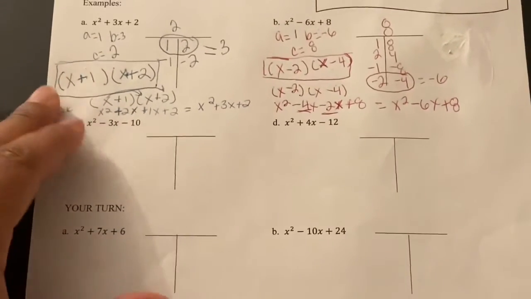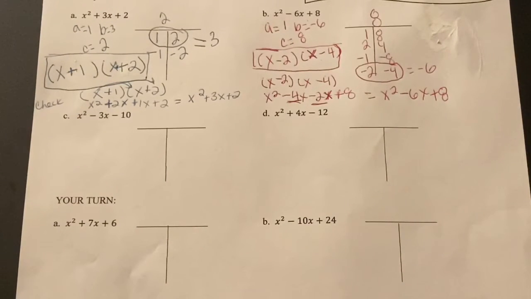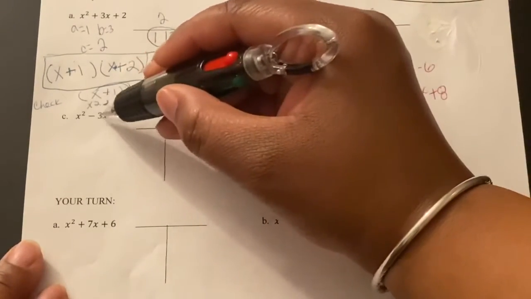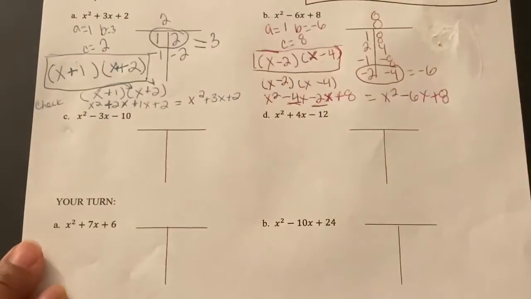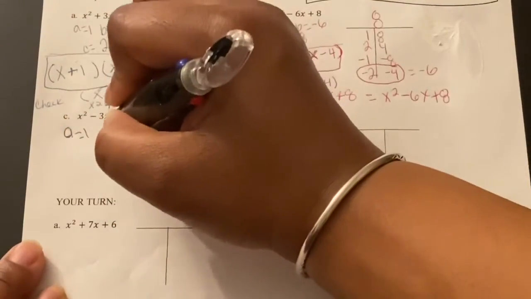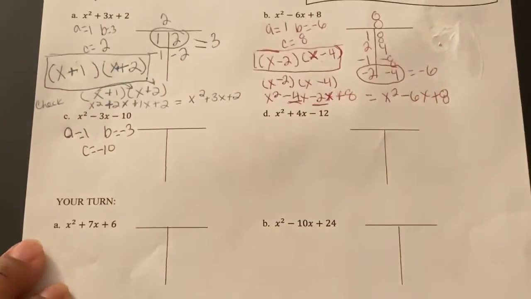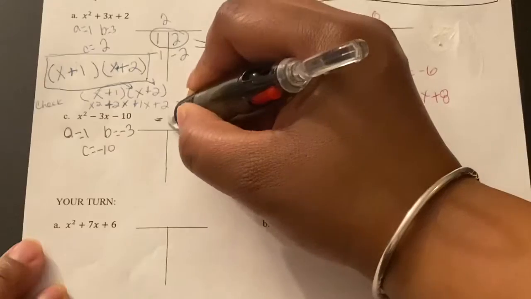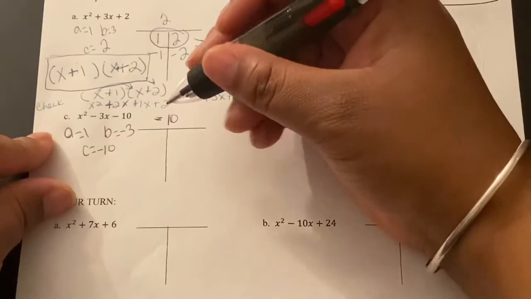Let's do it again. All right. I have x squared minus 3x minus 10. My a is 1. My b is negative 3. And my c is negative 10. I have to find the factors of c that add to make b. So I have to find two numbers that multiply to make negative 10, but also add to make negative 3.